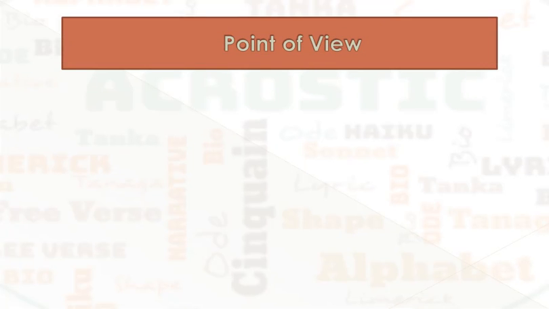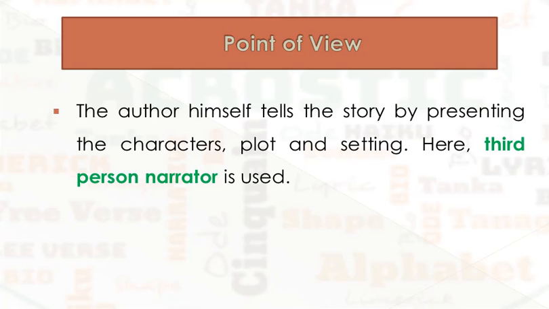The fourth element is point of view. In this story, the author himself tells the story by presenting the characters, plot, and setting. Here, a third person narrator is used. That is to say, she or he.